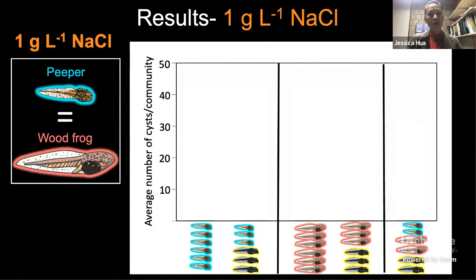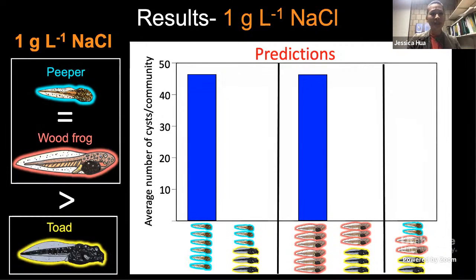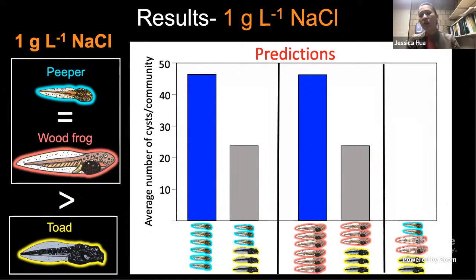Peepers and wood frogs were highly susceptible to the parasite, so we predicted that they would have high susceptibility. Toads were less susceptible, so we predicted that any community with toads would have a reduction in the number of cysts in that community. In our most diverse community with the 3 species, we predicted that toads would also cause a reduction in overall infection, but because we held constant density, there were only 2 toads compared to 4 highly susceptible species. So we thought that the reduction would not be quite as dramatic.